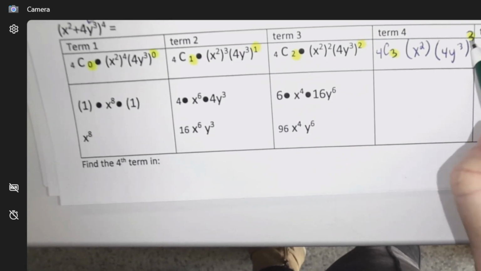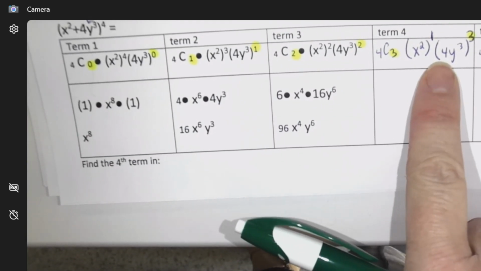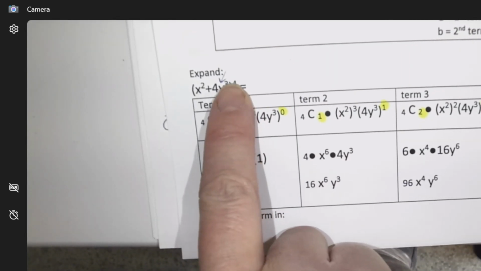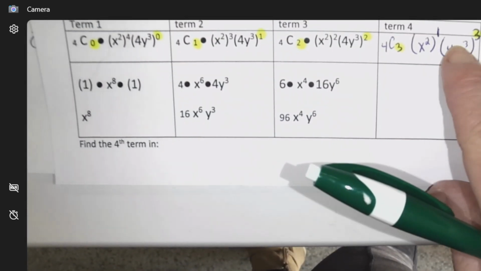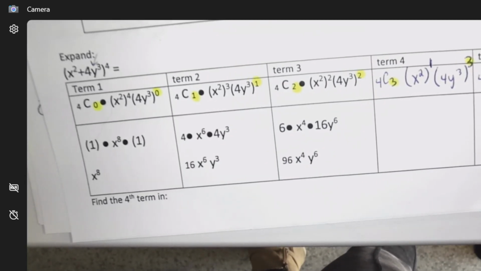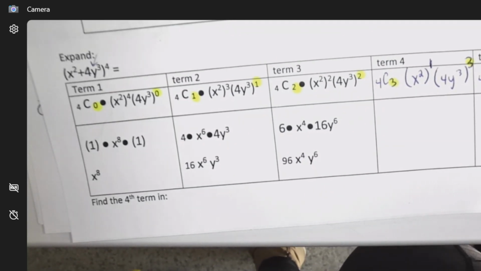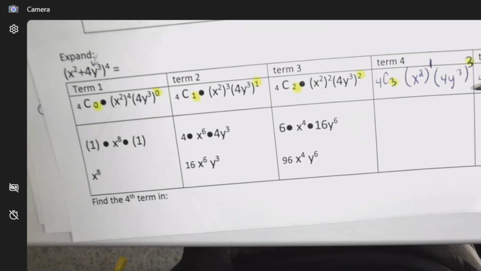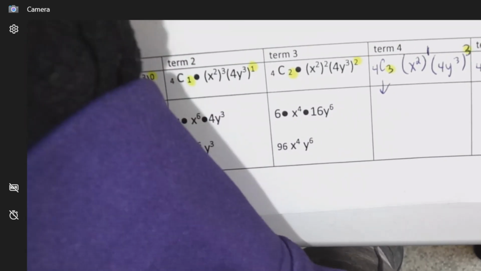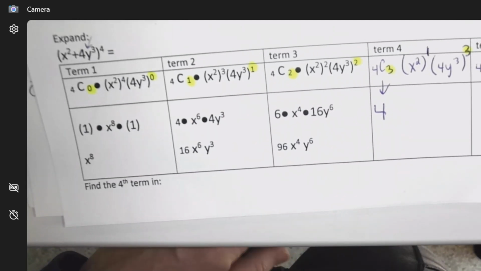Okay, if I put a 3 there, I need to put a 1 there, because the total exponent is 4. The total exponent is 4. So I call it my subtraction. And if this is a 4, then this is a 0. Okay, so you would have to be able to calculate this. So first of all, what is 4 choose 3? So that's 4.